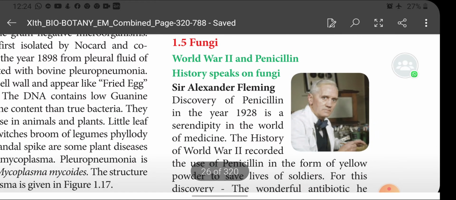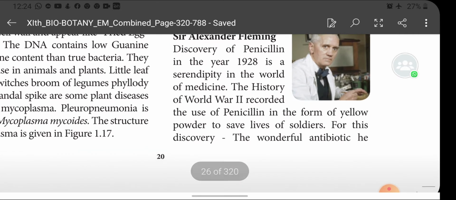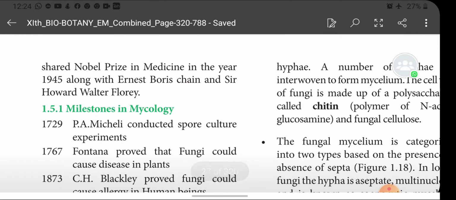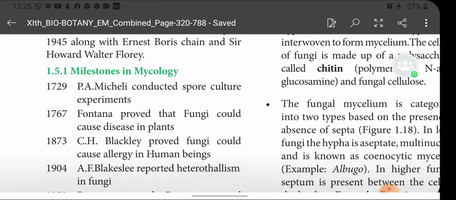Okay, let's see fungi. World War II and penicillin history speaks on fungi. This story you people know very well. Sir Alexander Fleming's discovery of penicillin in the year 1928 was a serendipity in the world of medicine. The history of World War II recorded the use of penicillin in the form of yellow powder to save the lives of soldiers. For this discovery of the wonderful antibiotic, he shared the Nobel Prize in medicine in the year 1945 along with Ernst Boris Chain and Sir Howard Florey.